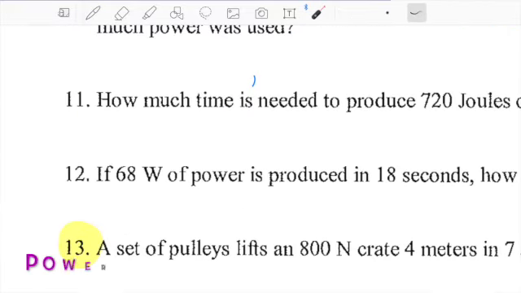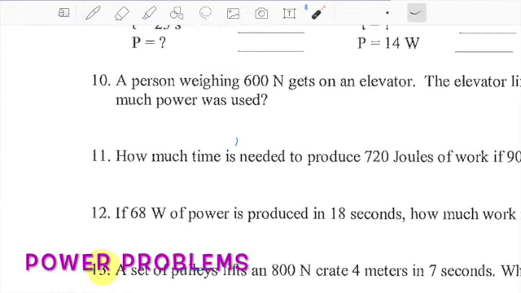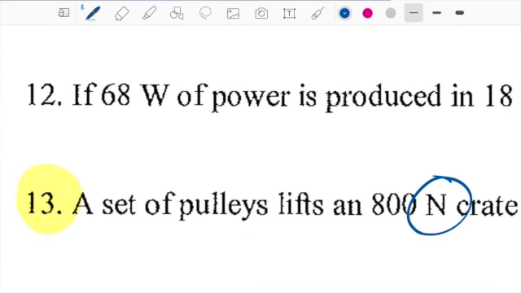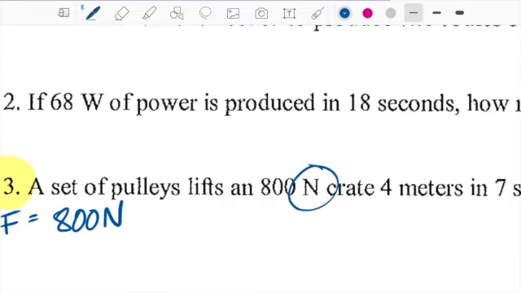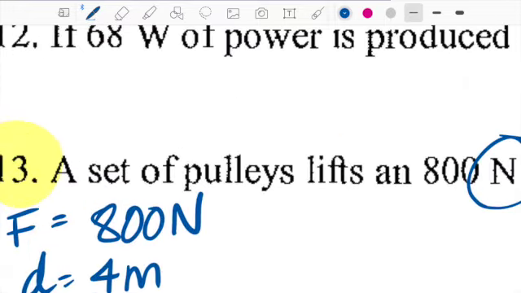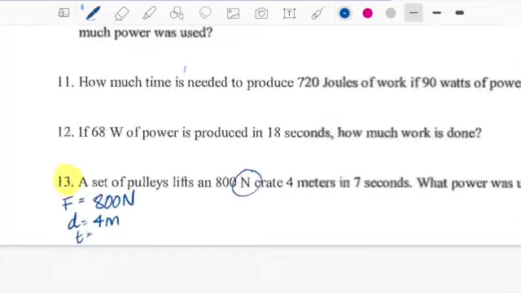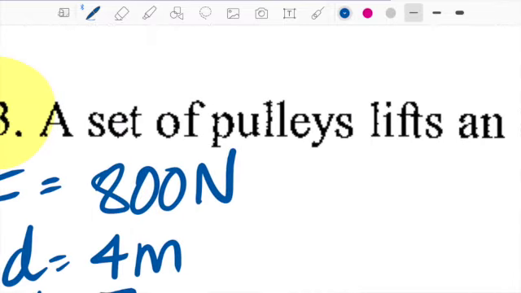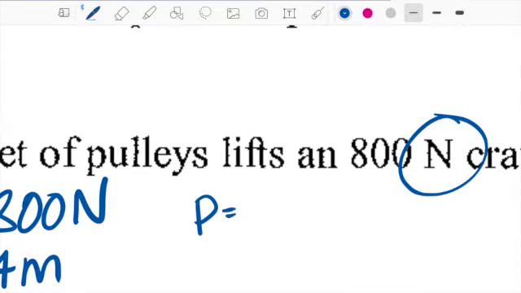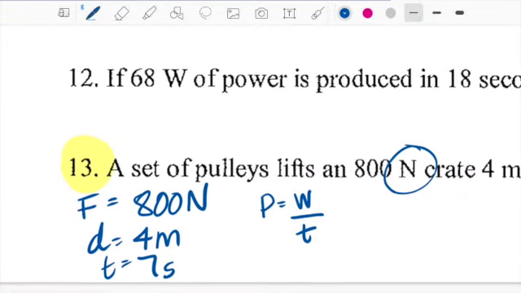Yes? A set of pulleys lifts a crate. So if they're giving me newtons, it means I have a force. Force equals 800 newtons. Then we have a distance of 4 meters and a time of 7 seconds. We're searching for power. Power equals work divided by time, right?